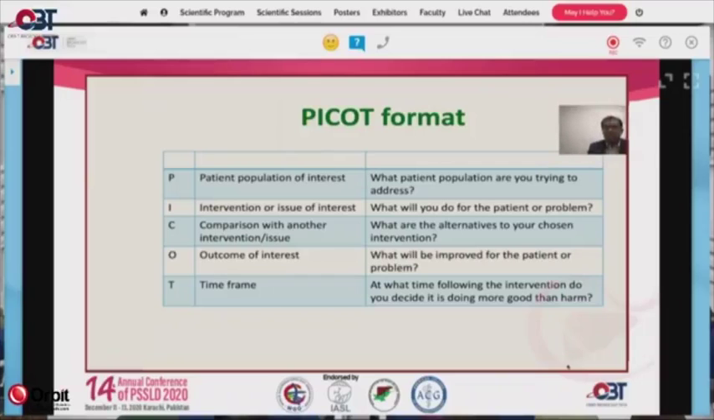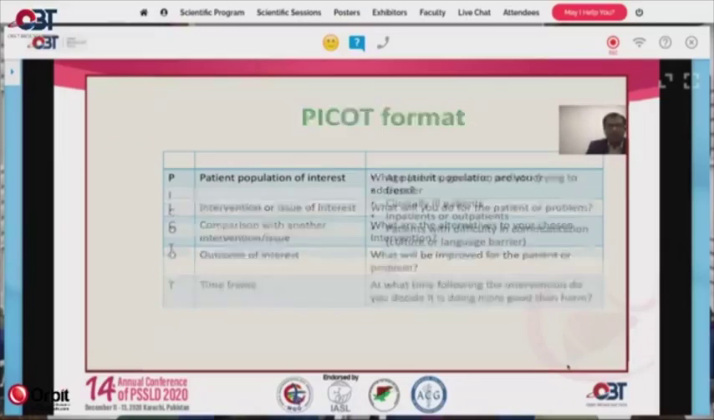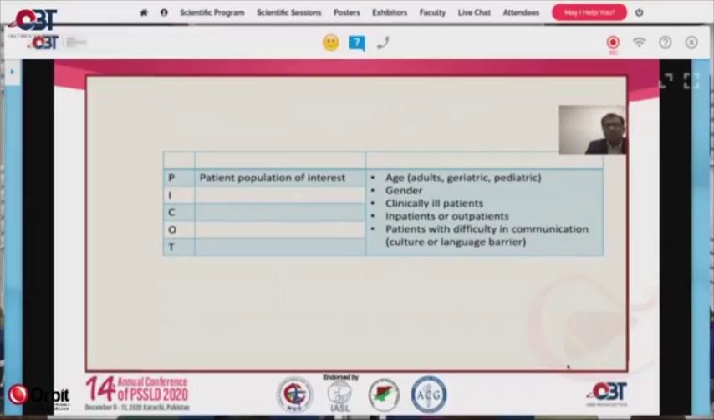So let's see how we can put this in. In this case, our patient population of interest could be defined in terms of age, adults, geriatric, pediatric, what kind of patients, gender, clinically ill patients, those who are undergoing, let's say, this surgery.